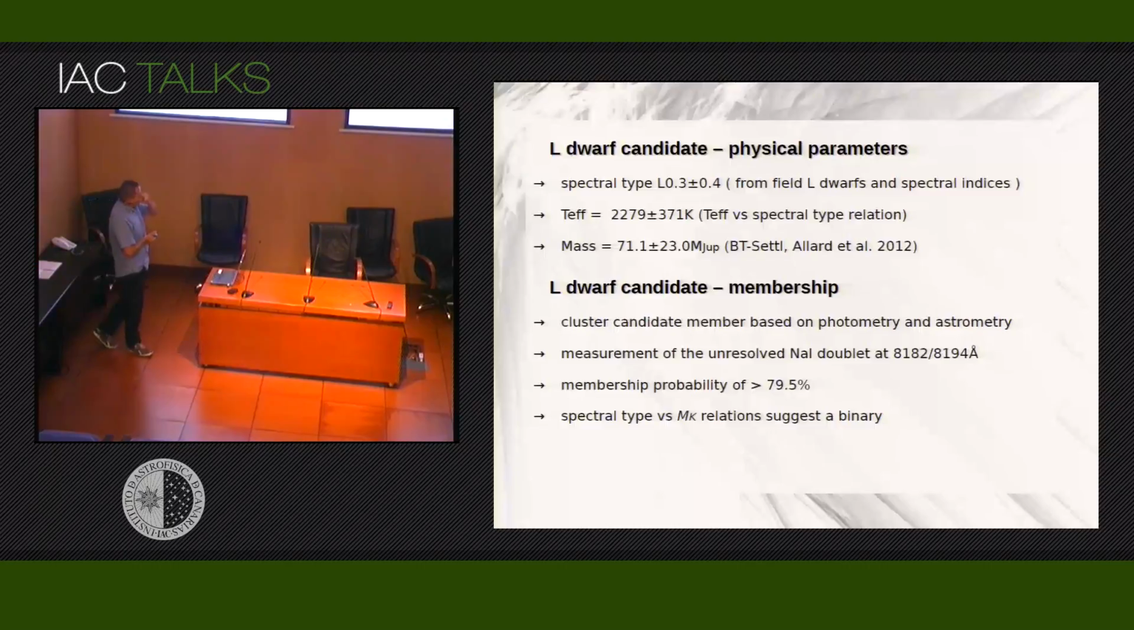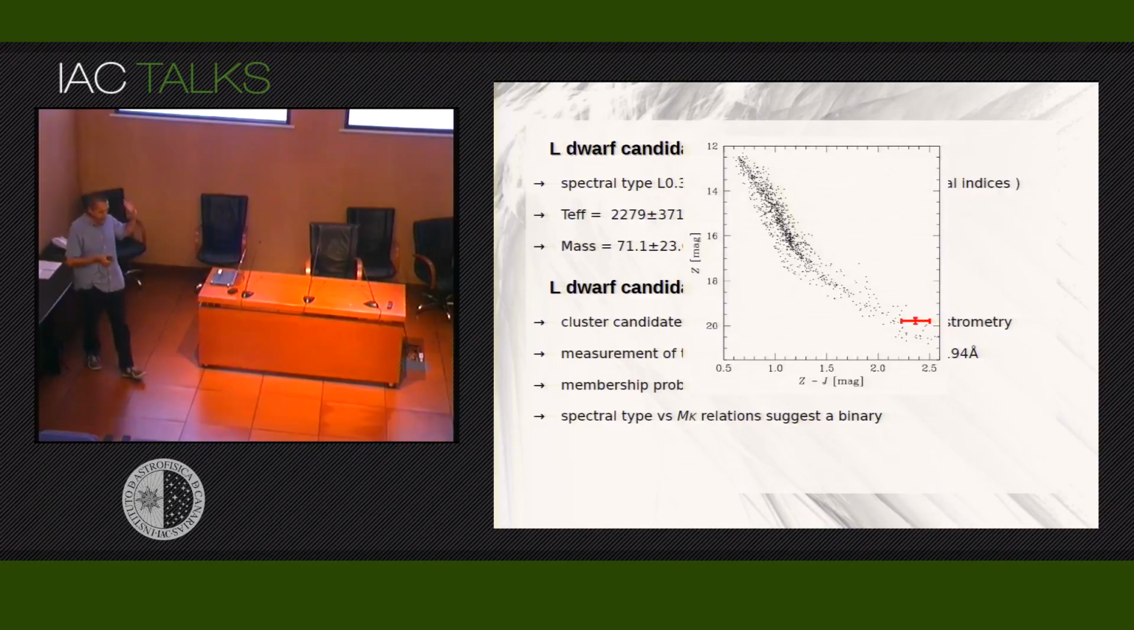And we went a step further to check if it was a member of the cluster. We used the spectral type versus absolute K magnitude relation to check if it had a magnitude consistent with what we would expect at the distance of Praesepe. It does, but in both cases it is 0.75 magnitude brighter, which would suggest that it's a binary. And indeed, as I mentioned previously, the location of the L dwarf candidate may suggest that it's actually where we have the binary sequence.